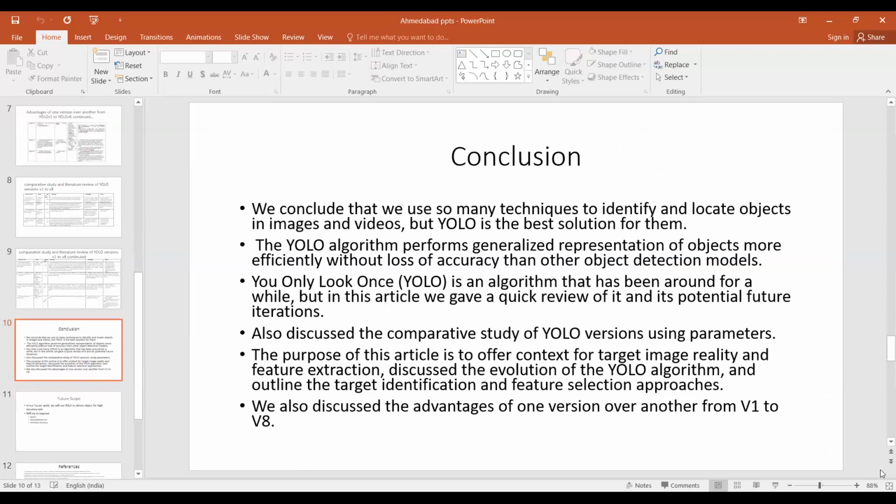The YOLO algorithm performs generalized representation of objects more efficiently without loss of accuracy than other object detection models. We also discussed a comparative study of YOLO versions using parameters. The purpose of this article is to offer context for target image reality and feature extraction. And I also discussed advantages of one version over another from V1 to V8.